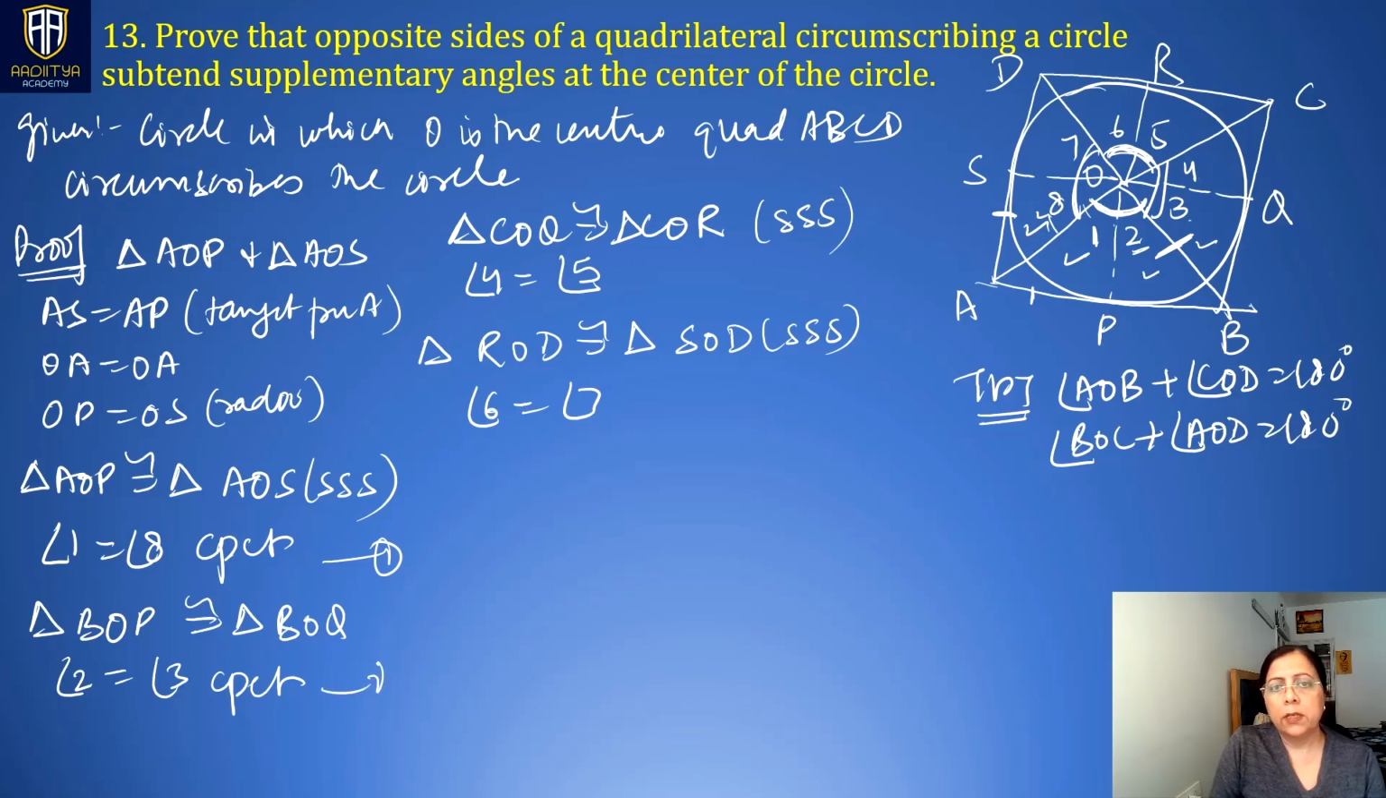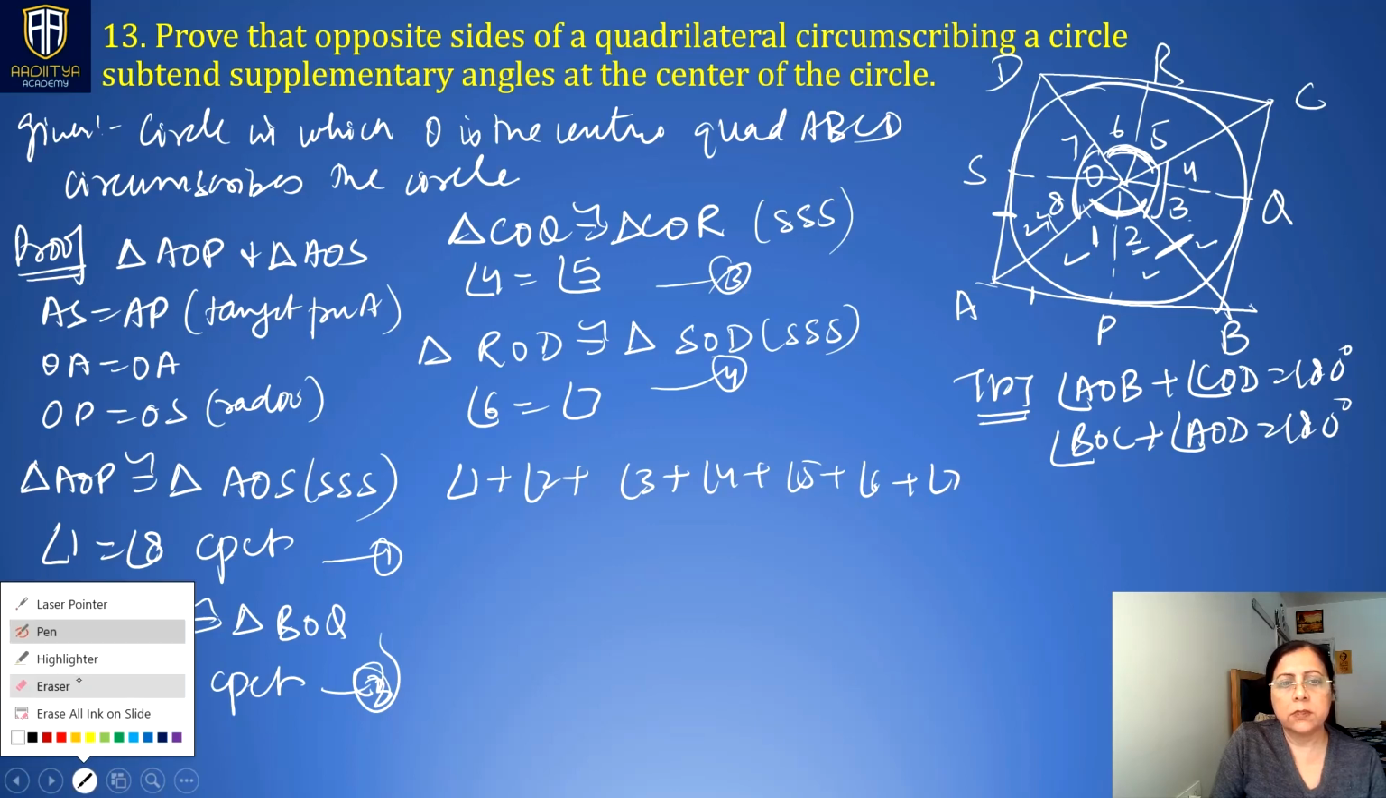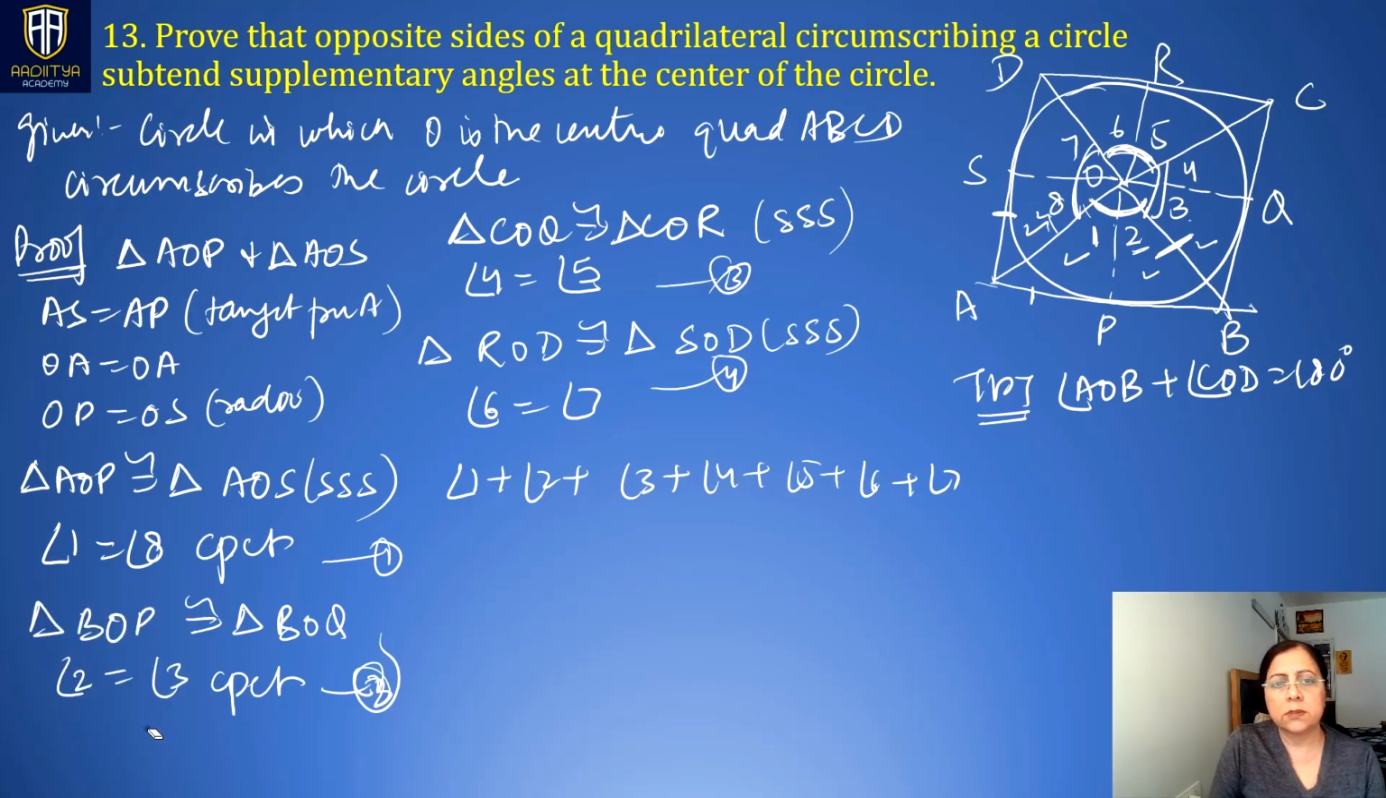Now these are the four equations. Now we can add all these four angles. We know that these four angles are about a point O. So we have angle 1 plus angle 2 plus angle 3 plus angle 4, 5, 6, 7 plus angle 8. I'm erasing this because space is less. All these angles add up to 360 because this is a complete angle around the point O.